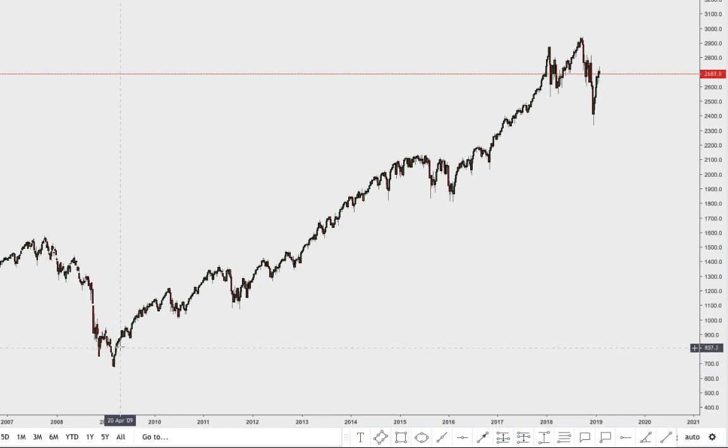We're supposed to come and put in a lower high and make a lower low, but that didn't happen. As you can see, we came in and put in a lower low, and then we went in and put in equal highs.